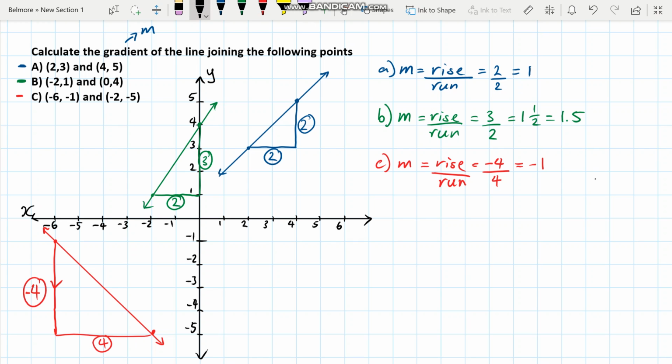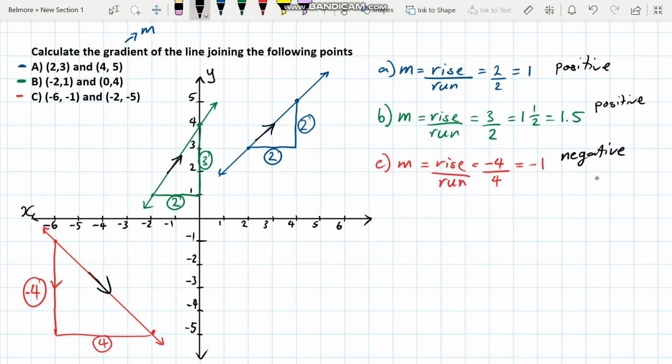So what can we notice from this? A is a positive gradient. Excuse me, B is also a positive gradient. And C is a negative gradient. Okay? You can see that because this line goes up in this direction, goes up in this direction, and then C goes down in this direction. All right, so that's one way of solving these.